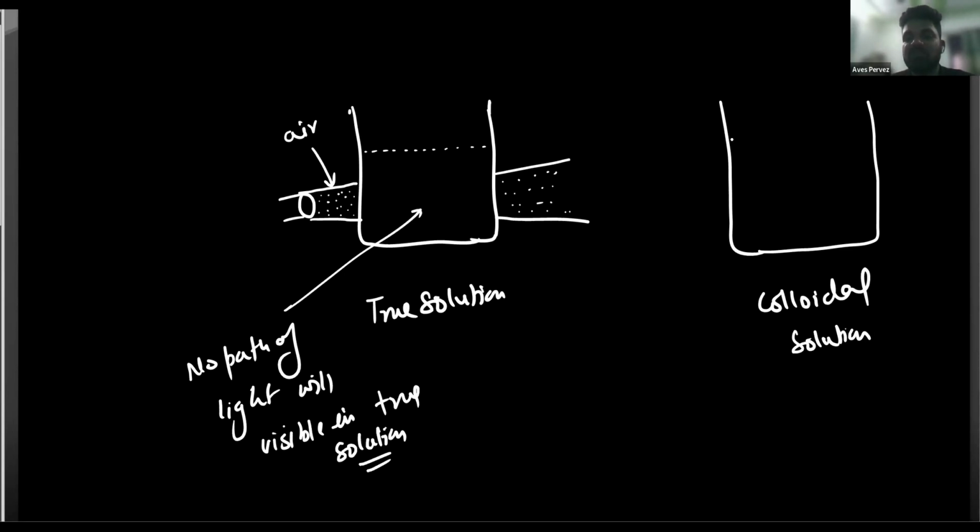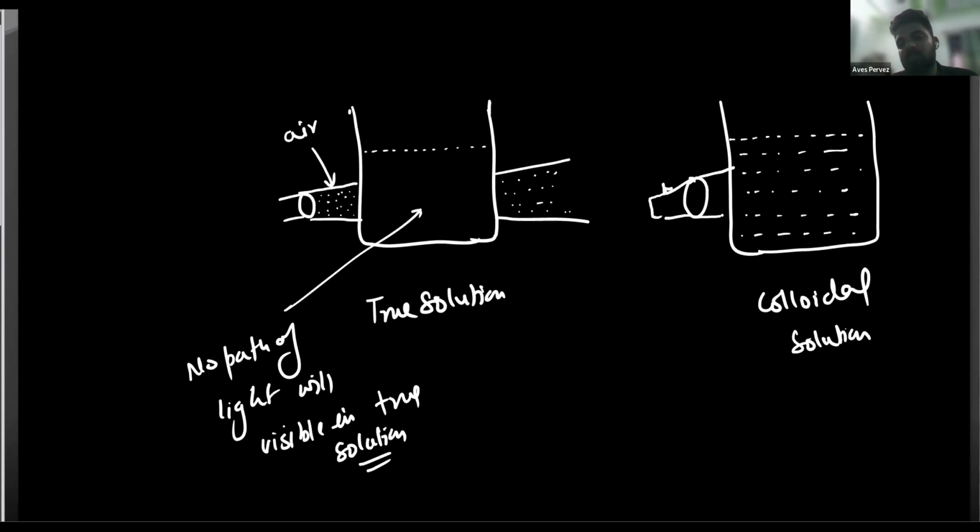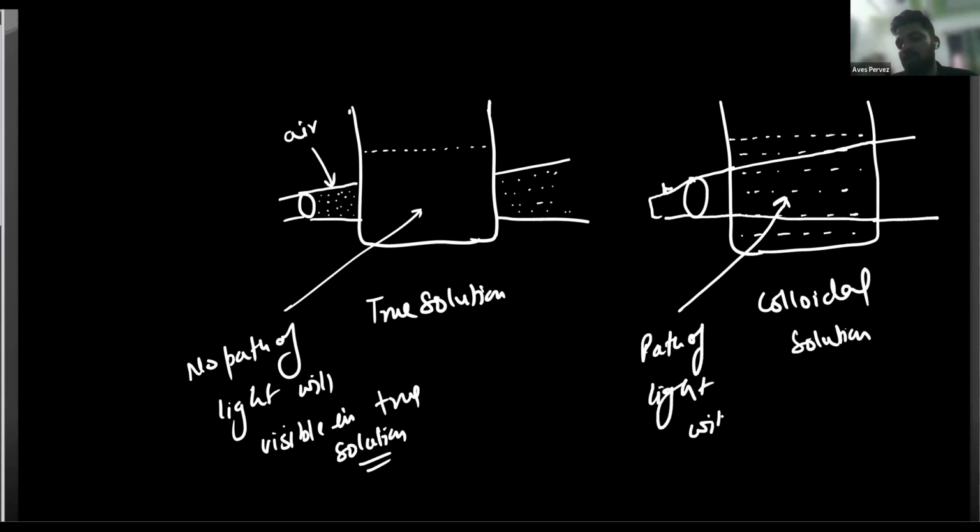Let's suppose this is the colloidal solution. Now I'm drawing the particles inside as well. When the light beam passes through it, the path will be visible. You'll see that the light path is visible to us. So this is called the Tyndall effect: the path of light that is visible to us is called the Tyndall effect.